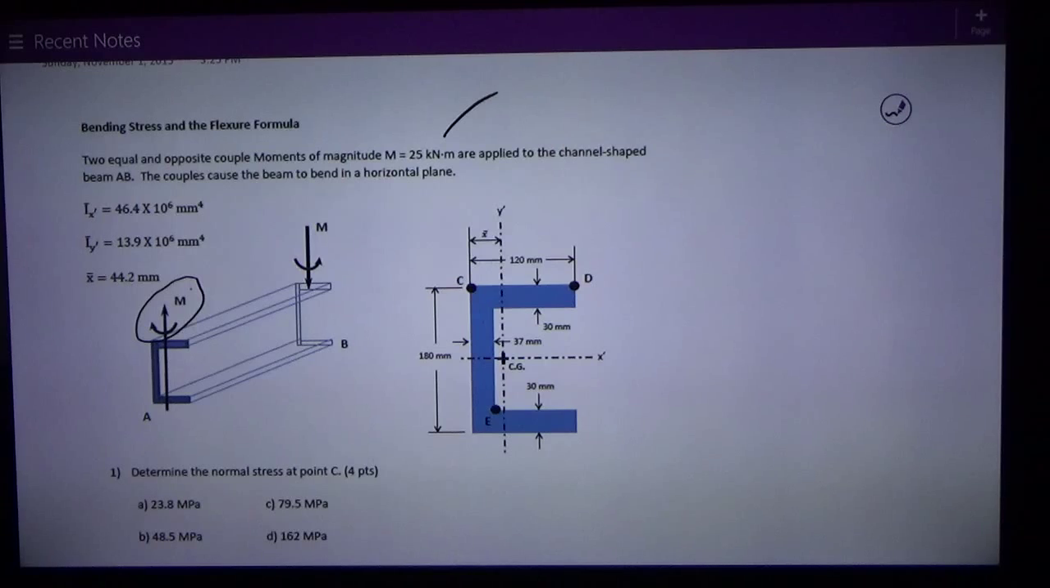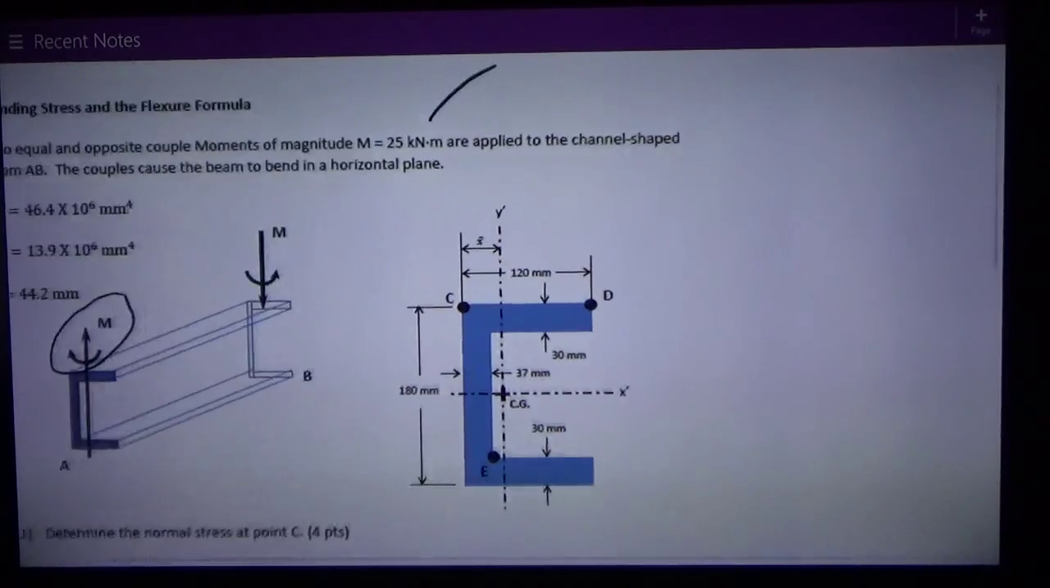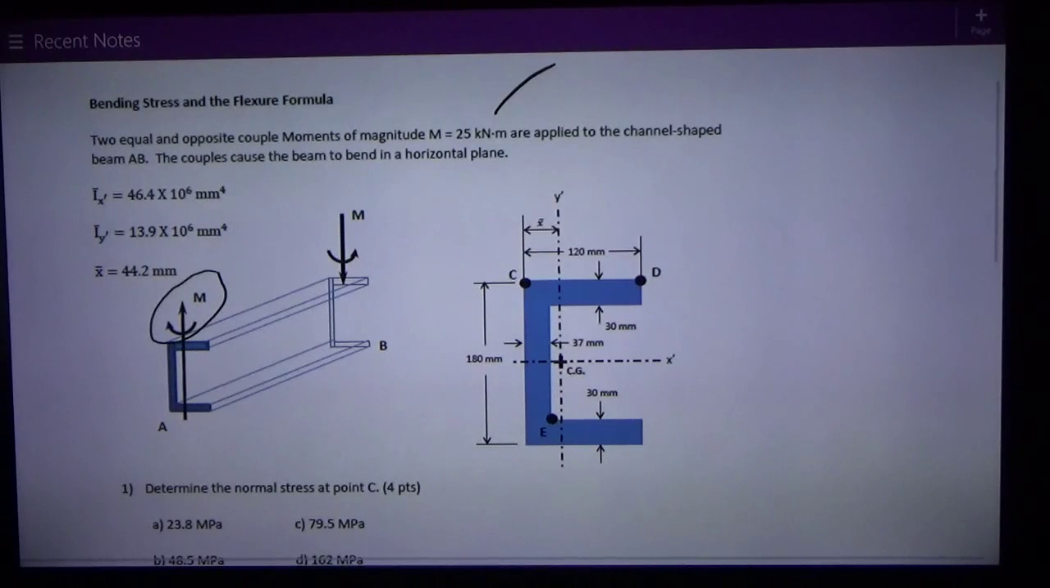We're given the moments of inertia about both axes. See if you can sort out which one to use. We've got Ix and Iy. And then we also have a centroid distance, x bar, which is shown on the drawing to be 44.2 millimeters. That should have been a hint as to what we're dealing with for giving you the y-axis, but also the x-axis is located by symmetry at the center of the shape.